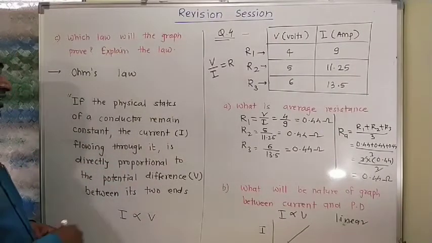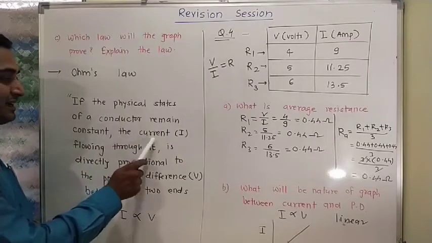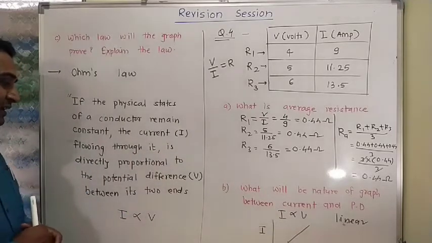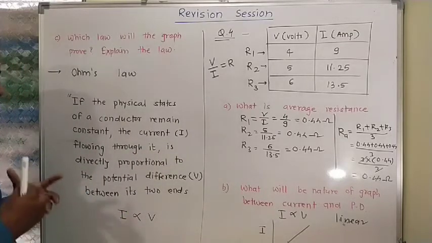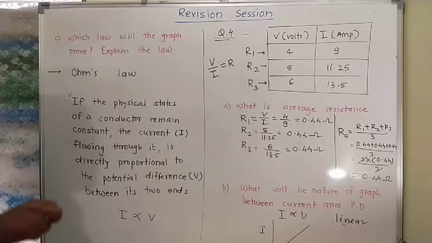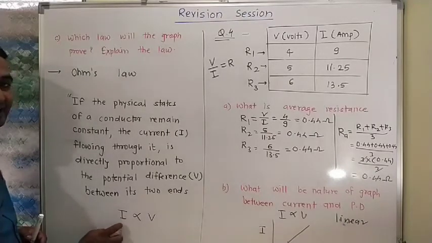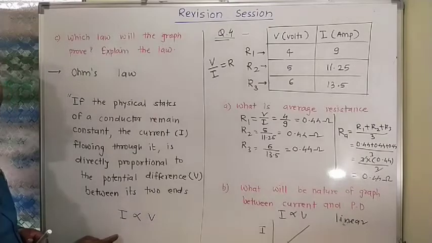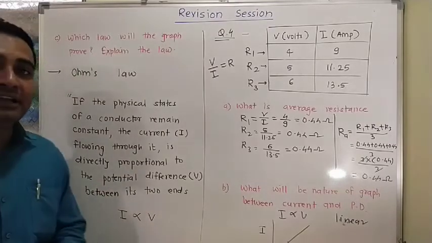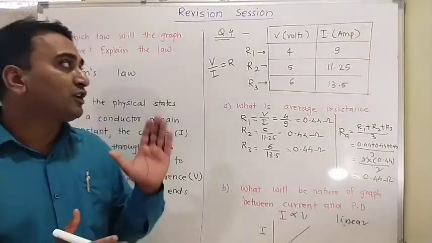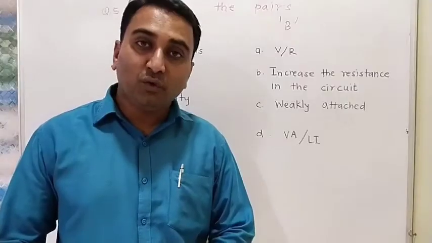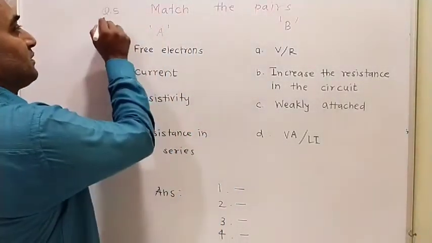If they remain constant, then the current I flowing through it is directly proportional to the potential difference between its ends. So that is, I is directly proportional to V, current is directly proportional to potential difference. So this is the answer for question number 4. Now question number 5. What is question number 5?